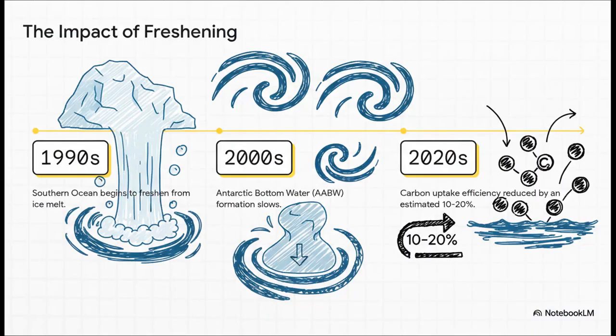And here's the really worrying part. We are already seeing this play out in the real world. As melting ice sheets dump fresh water into the ocean, especially down around Antarctica, the whole process is getting weaker. This freshening is slowing down the formation of that deep, dense water, and it's already cut the Southern Ocean's ability to soak up carbon by an estimated 10 to 20%.